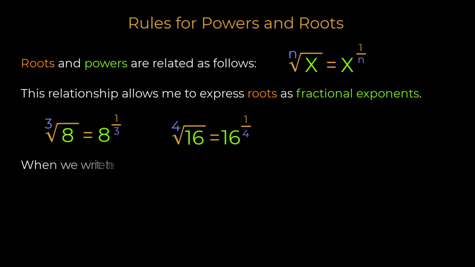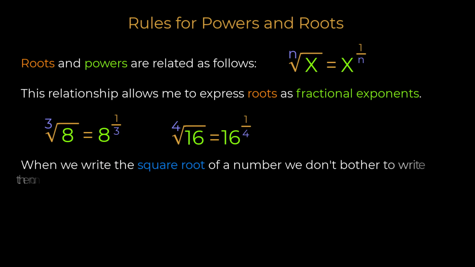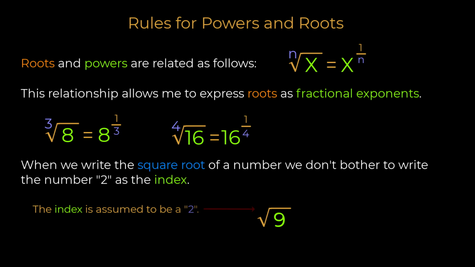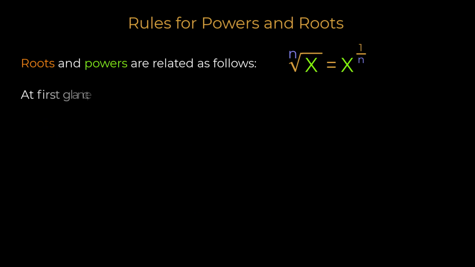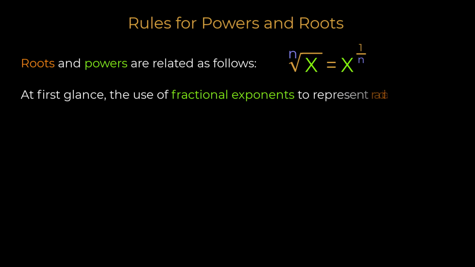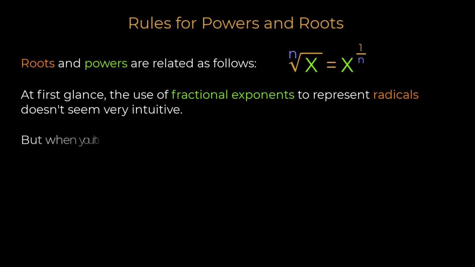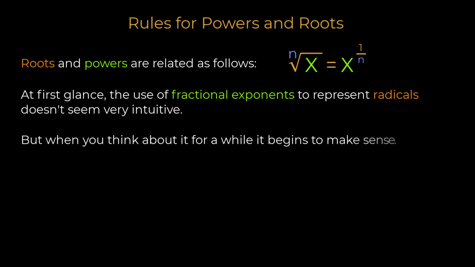Recall that when we write the square root of a number, we don't bother to write the number 2 as the index. It is simply assumed to exist. I tell my students that it is an invisible 2. But let me remove the cloak of invisibility for just a moment and write the square root of 9 as 9 to the 1/2 power. At first glance, the use of fractional exponents to represent radicals doesn't seem very intuitive, but when you think about it for a while, it begins to make sense.